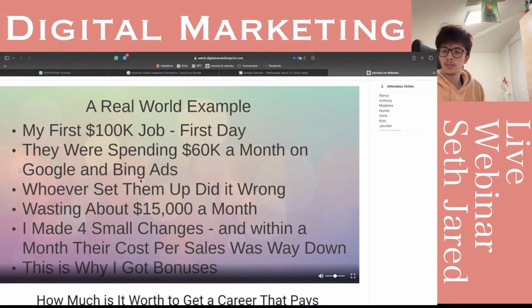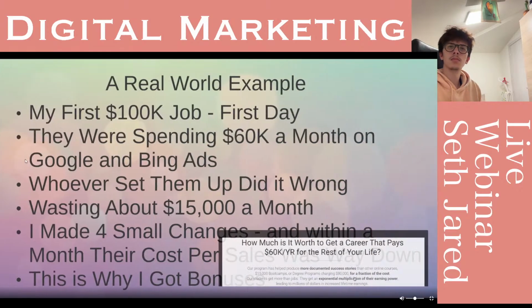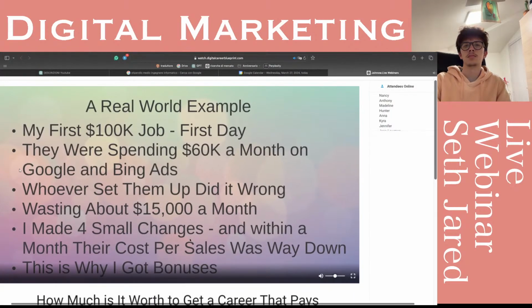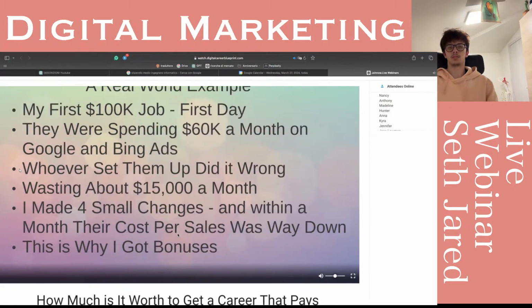A real world example: my first $100,000 job. My first day there, they were spending $60,000 a month on Google and Bing ads. Whoever set them up did it wrong. They were wasting about $15,000 a month, and I made 4 small changes, and within a month, their cost per sale was way down, and this is why I got bonuses.